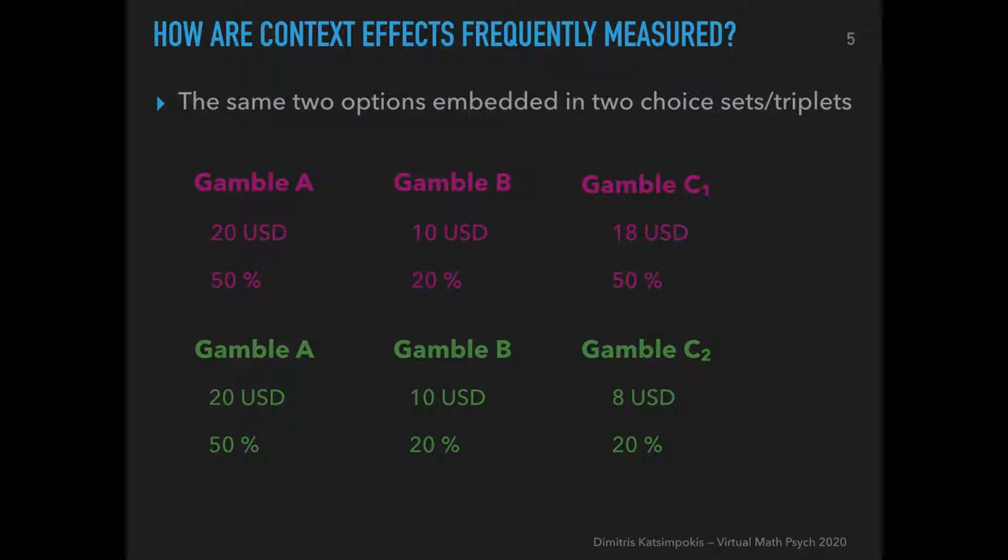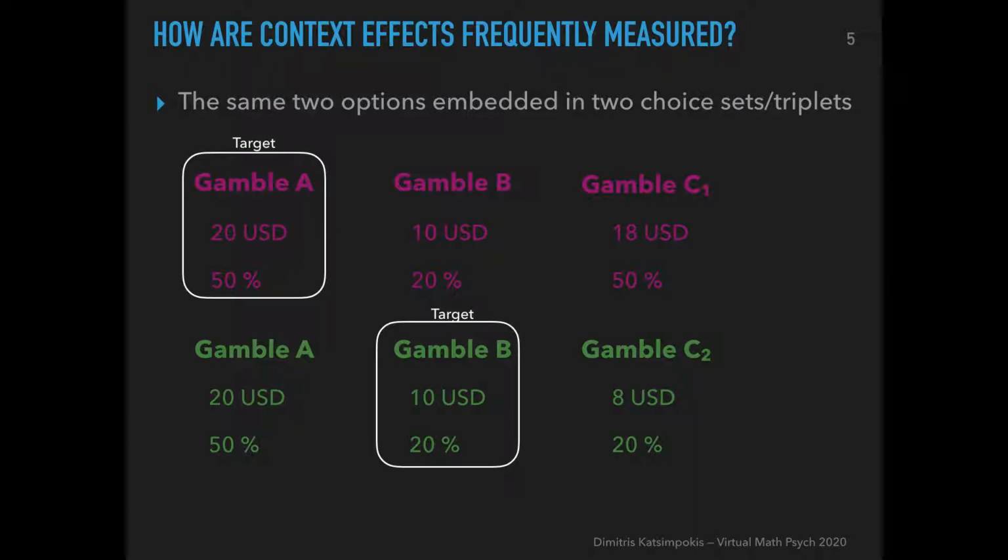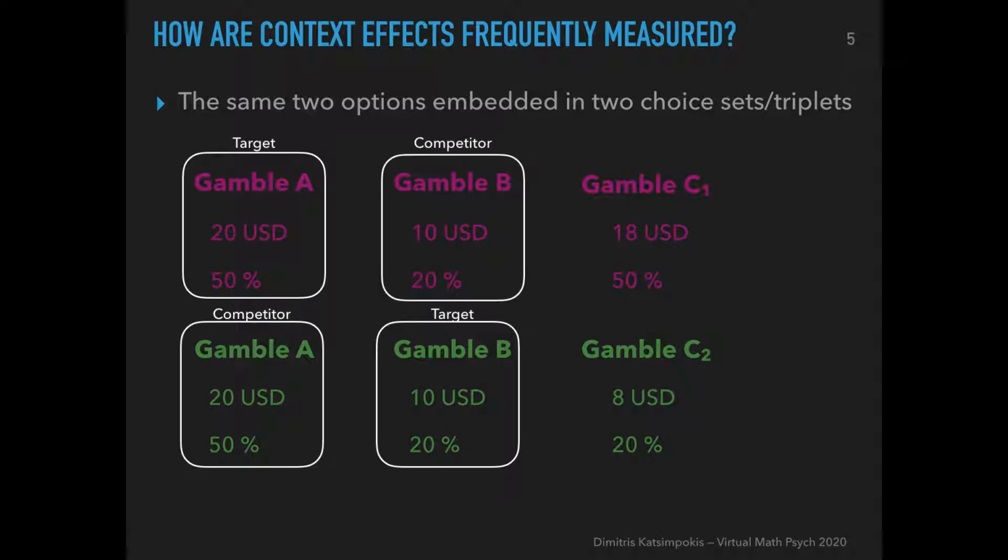inferior to gamble B. This is an example of the so-called attraction effect, where participants tend to choose the option that is superior to the inferior option. That is gamble A in the upper choice set and gamble B in the lower set. For this reason, these options are called target options, and the other options are called comparator options.